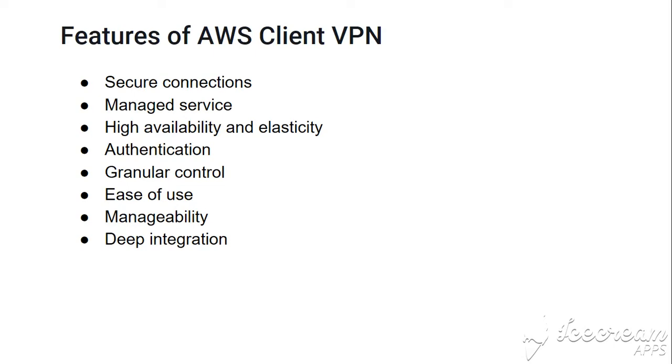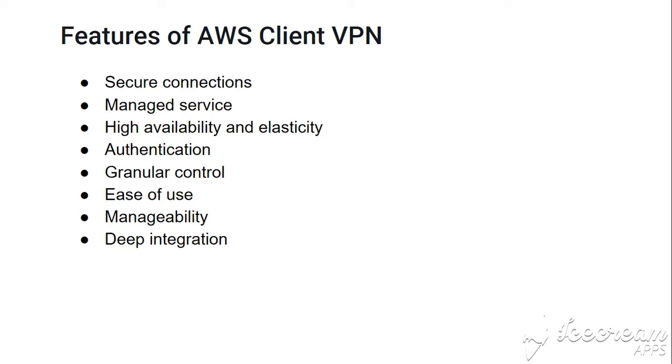Next one is authentication. AWS Client VPN supports client authentication using Active Directory, federated authentication, and certificate-based authentication. Federated authentication means single sign-on authentication.